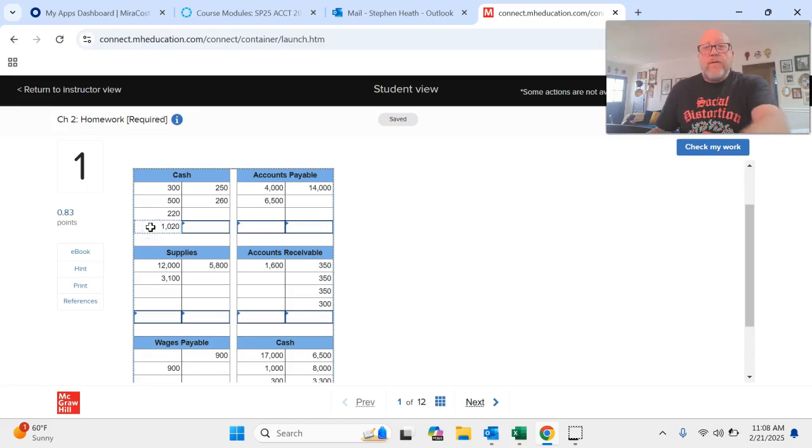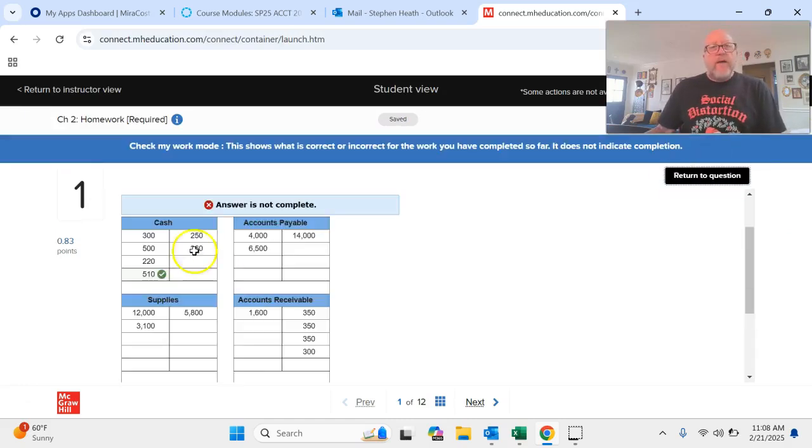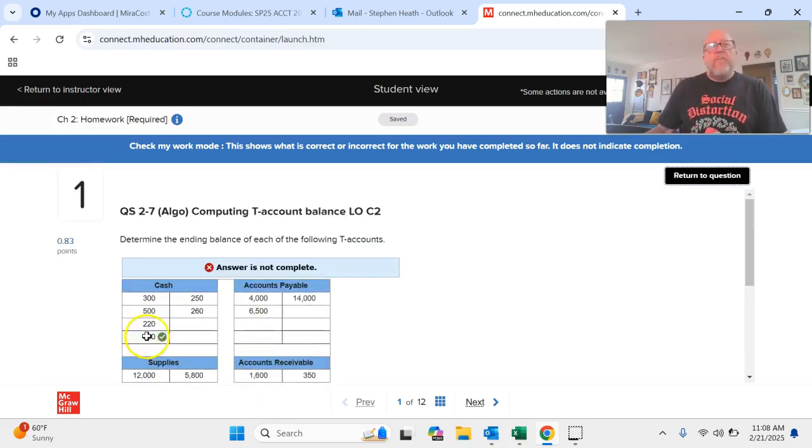The total debits are 1020. The total credits are 510. And therefore, I think our ending balance would be 510. I don't know where I got 310 from. The answer isn't complete because I haven't done the other T accounts, but I have gotten the ending balance for cash.